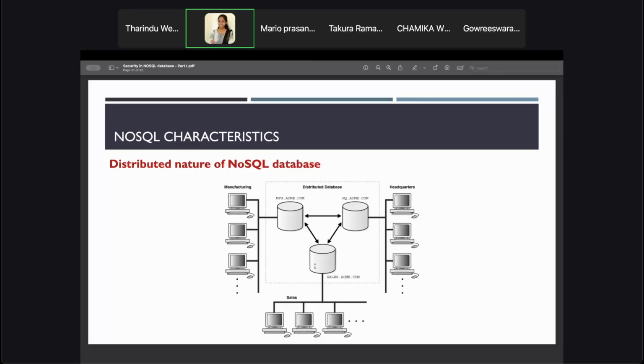How can you reduce the data traffic? What do you think? How can this distributed nature reduce the data load or data traffic compared to a centralized database?